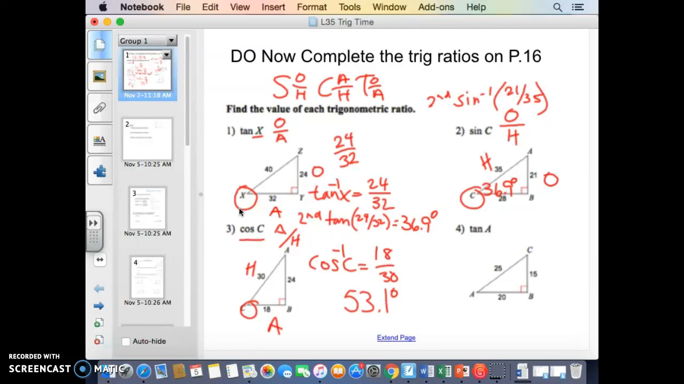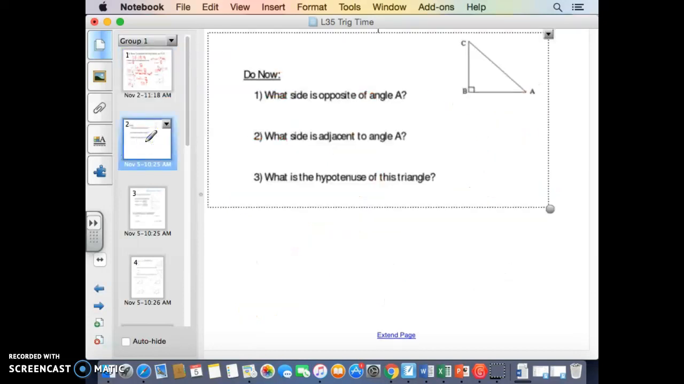All right, moving forward. Today we're going to expand on what we know. So let's just call this a 3, 4, 5 triangle. If I'm looking from angle A, what side is opposite angle A? We would say side 3. What side is adjacent? 4. And the hypotenuse will always be the longest side or the side across from the right angle.